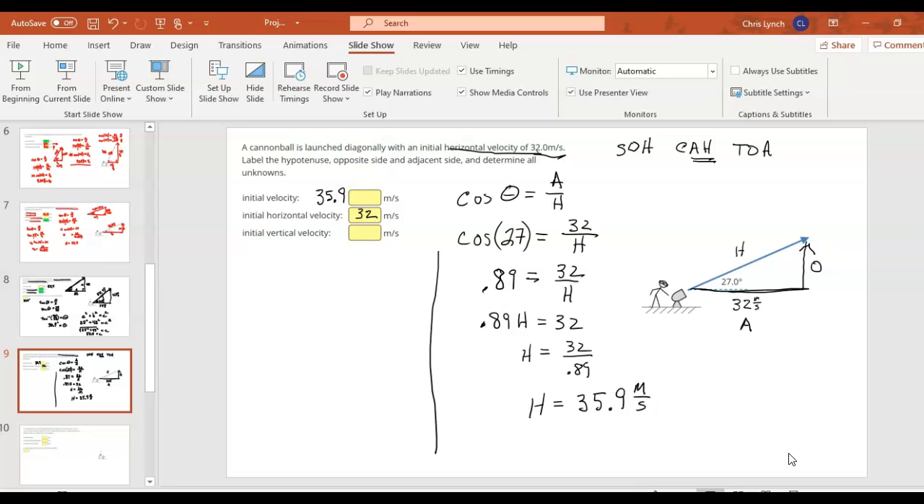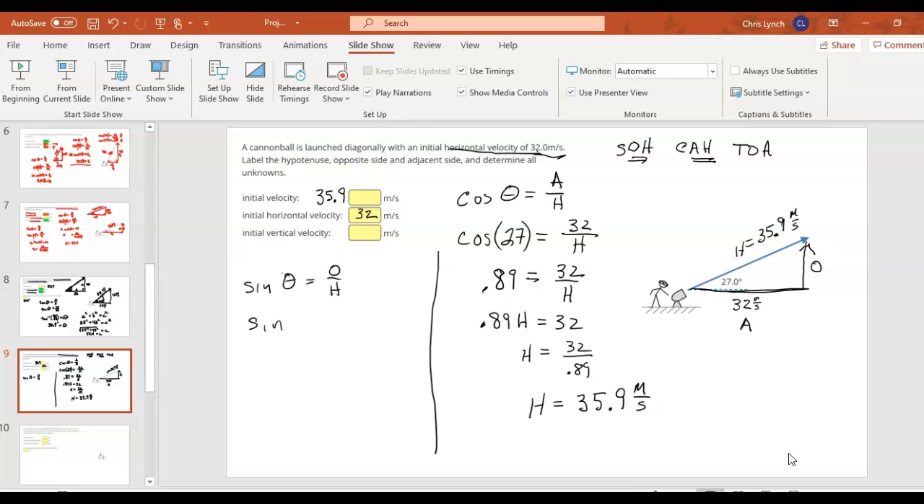Now, that's this, the hypotenuse is 35.9 meters per second. And we also want to find this opposite side, which is the portion of the velocity that is the vertical velocity. So this is the opposite side. We now know the hypotenuse, so let's just use opposite over hypotenuse, which is sine, right? So sine of our angle is the opposite over the hypotenuse.